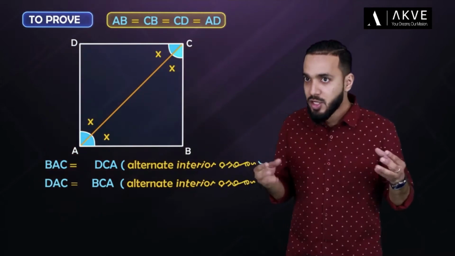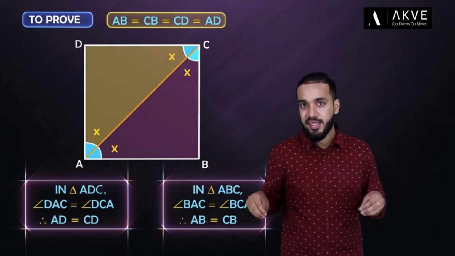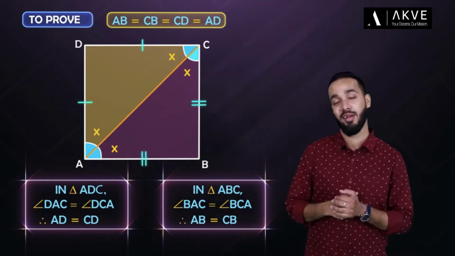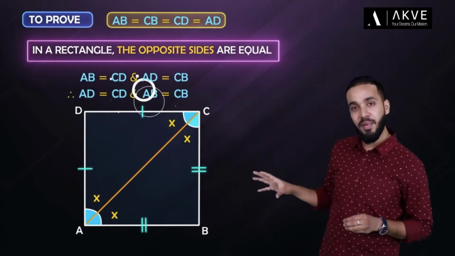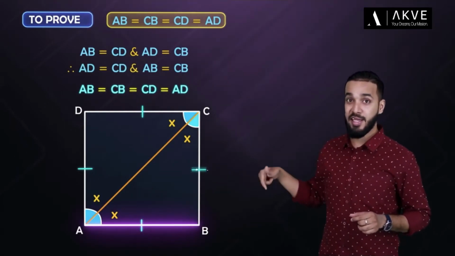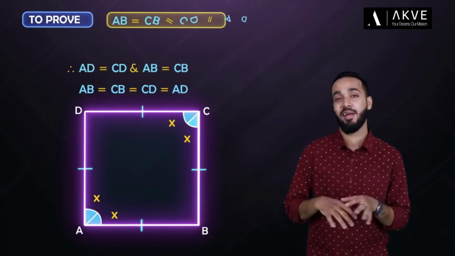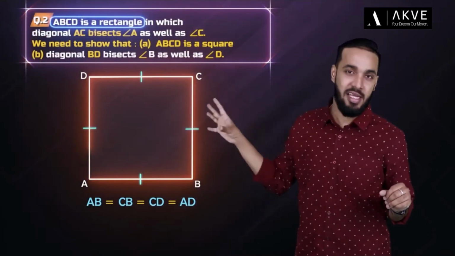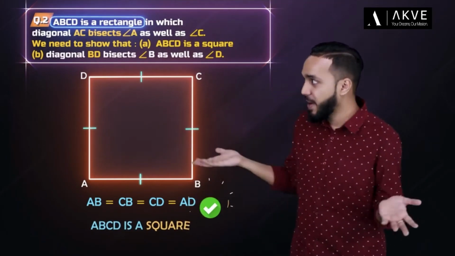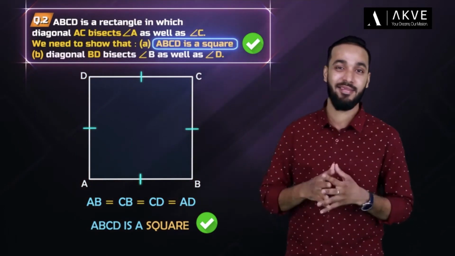Now, in each of these triangles ADC and ABC, sides opposite to the equal angles are of course equal. So now, using all the pairs of equal sides, we finally arrive at AB is equal to CB is equal to CD is equal to AD. Therefore, ABCD is a rectangle where all the sides are equal. That is to say, ABCD is a square. See, we got the first part already.